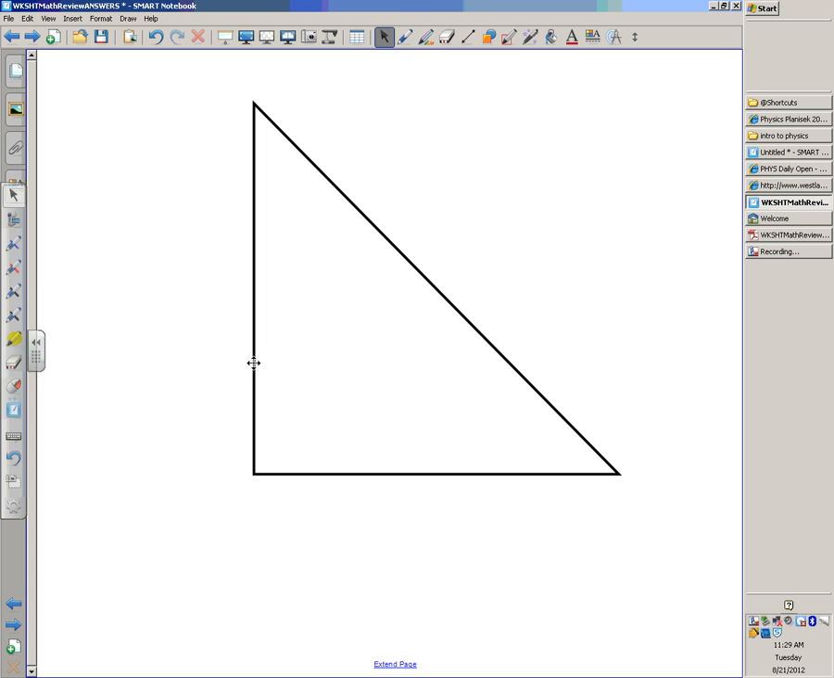It has a 90-degree angle in it, right? That's going to be this one right here. Okay? And because it has a 90-degree angle in it, that means that there are certain relationships between the sides and the other angles of the triangle.